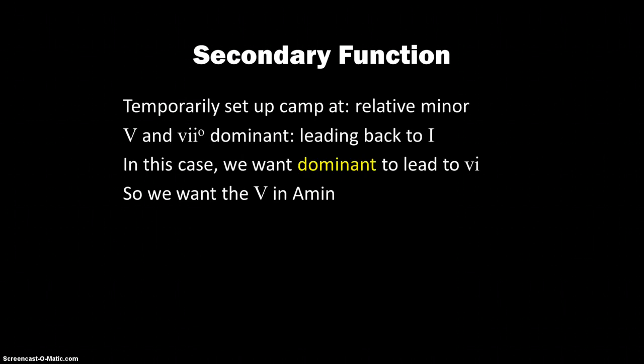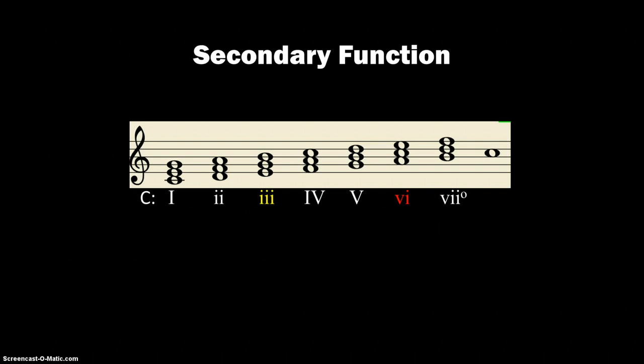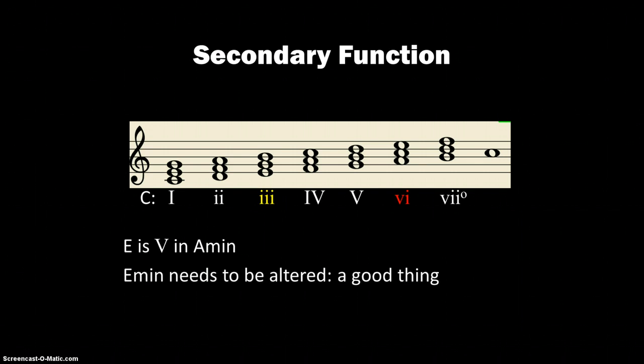However, we can't just use E minor. That's already diatonic in C major. Besides, in the minor key, we want to use the harmonic version. So we'd be looking for an E major triad or an E dominant 7th chord, right? So again, we're looking at 6. The 5 of that would be an E chord, but not minor.